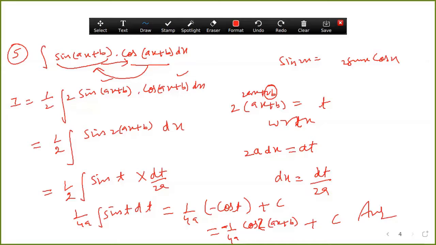You can also do this question by taking cos(ax+b) equal to t, or you can take sin(ax+b) as t. Both other two ways are also right.